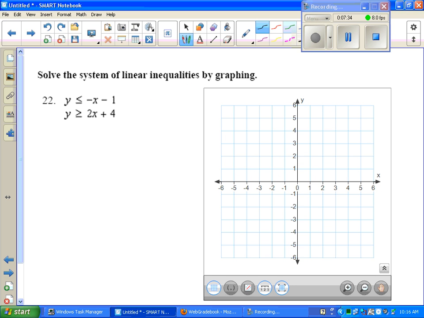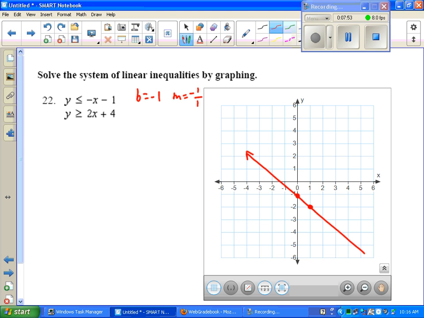22 says solve the system by graphing. Both of these are in mx plus b form, so we can go a whole lot quicker with this one. B's value is negative 1, so that's where you begin. M's value is negative 1, which is over 1. Go down 1 and to the right one. It says less than or equal to, so it's going to be a solid line for that one.